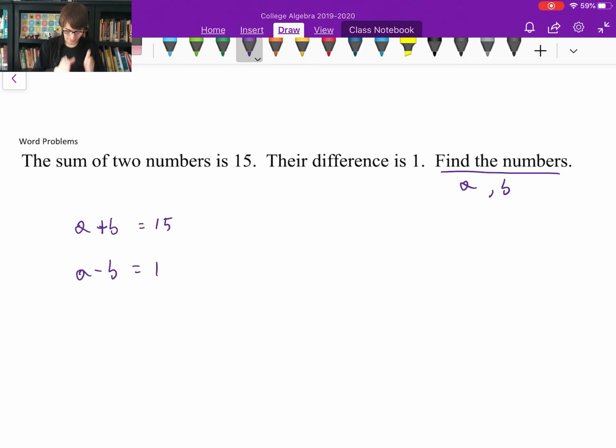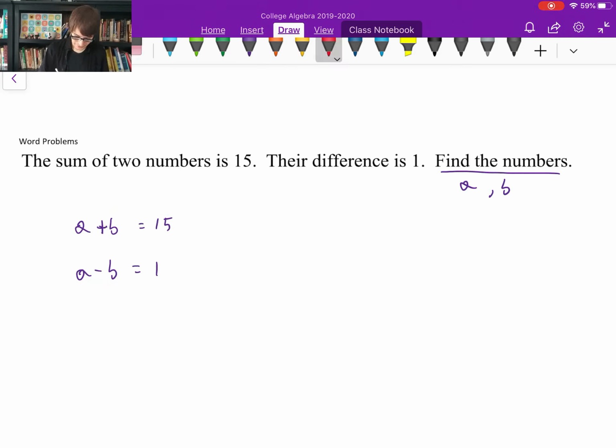All the numbers are lined up, all the letters are lined up. The A's equal the A's. You might notice the B's do not equal the B's yet. You've got a plus B and a minus B. Those don't equal each other. But you do have A's equal A's. And so we can use that to do a quick elimination here.